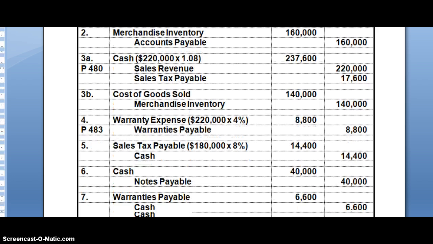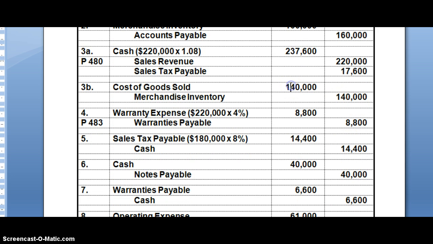And this is how you're reducing your inventory. Cost of goods sold, $140,000, as well as merchandise inventory. And this is the warranty expense right here, $8,800 because it's 4% of merchandise sales. And then when you pay off some sales tax payable, you are reducing a liability and reducing cash. So you're reducing a liability and reducing a cash asset.